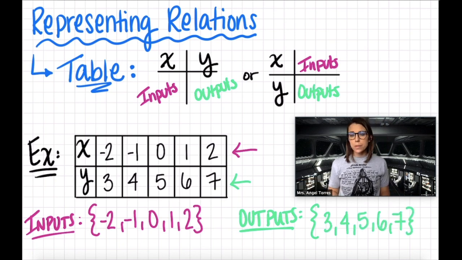So when we're listing our inputs and outputs, we're not specifically showing which two are related to each other. We're just identifying what they were for this particular relation. And that's representing relations in a table.